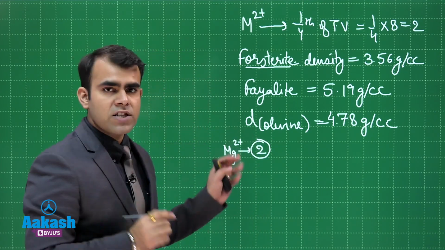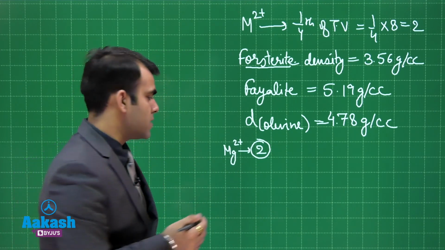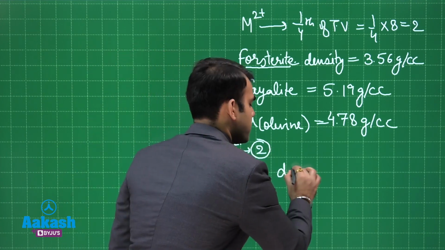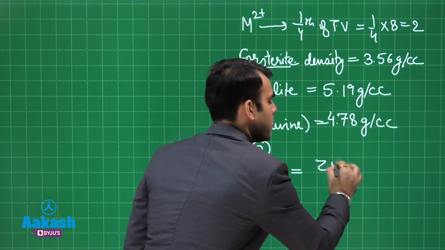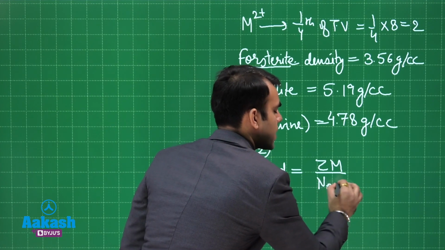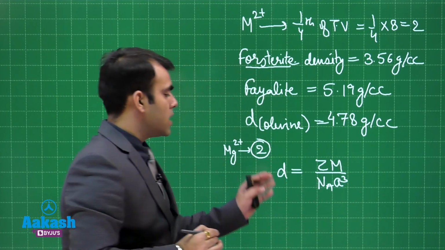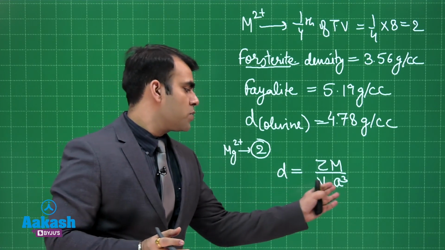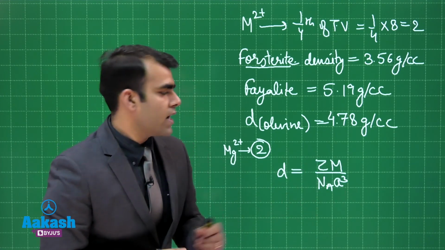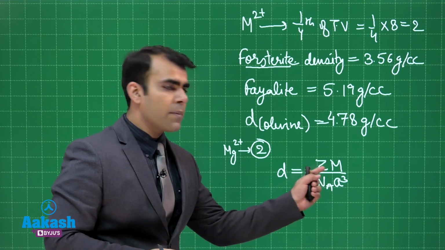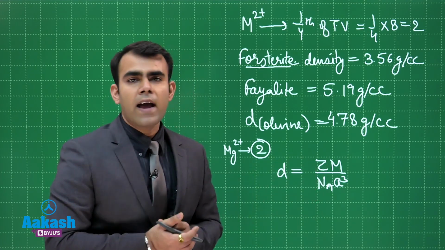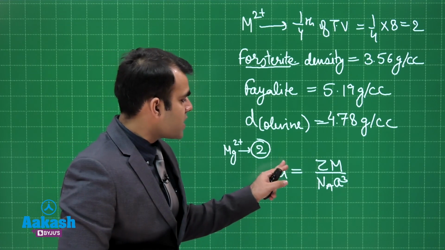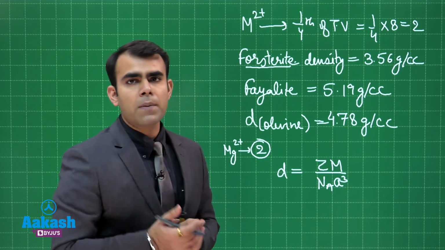What is the mass of magnesium ion? We know the mass of magnesium ion is 24. The formula of density is ZM upon Na A cube, and it has been given to us that the volume is not changing. If the volume is not changing, we can assume that this A cube remains constant, as well as this Na remains constant, because this is the Avogadro number. So what is changing is Z and M in my compound.